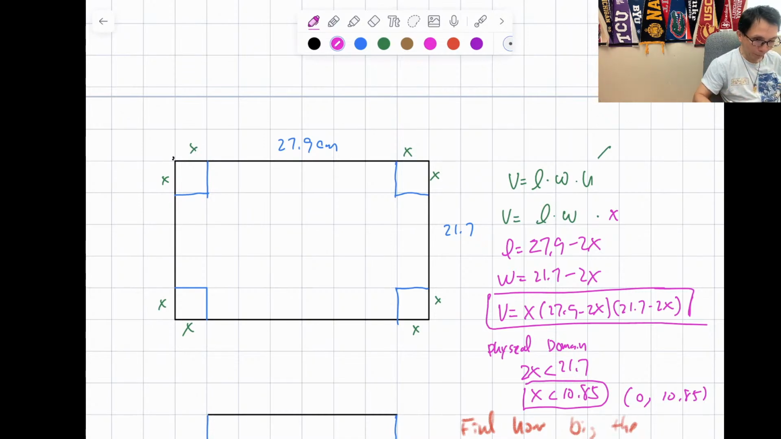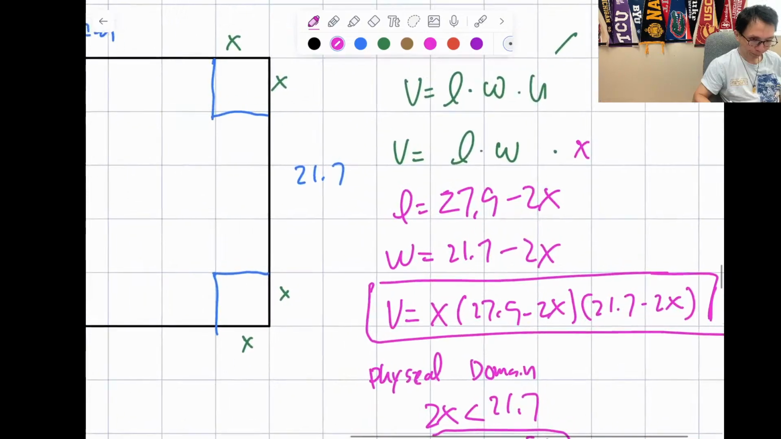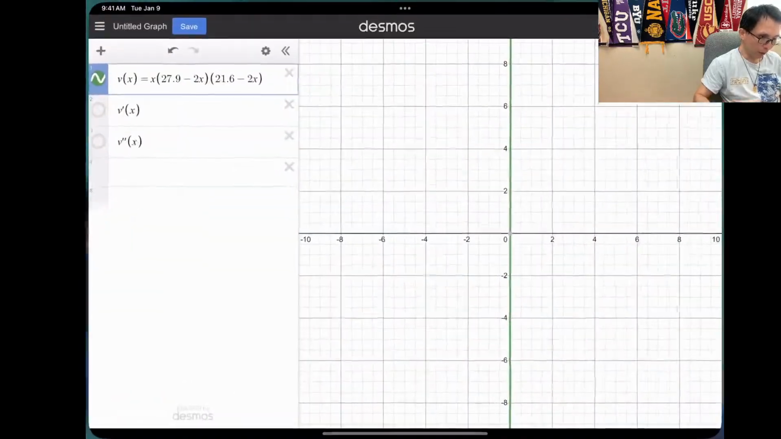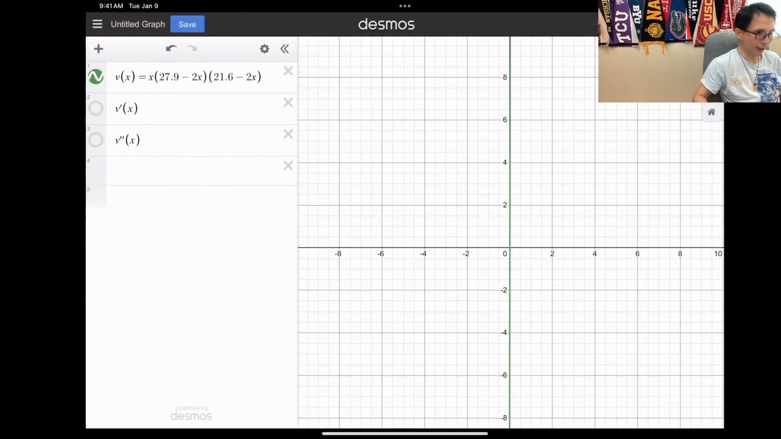Now, with that being said, we come up with the equation, and we also know the physical domain. What we're going to do is go into the graphing. We say x times (27.9 minus 2x) times (21.6 minus 2x). The output is going to be the volume. The output is going to be volume, but we see a straight line. It's like, well, what's going on?